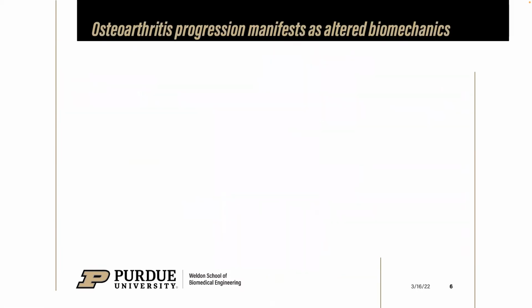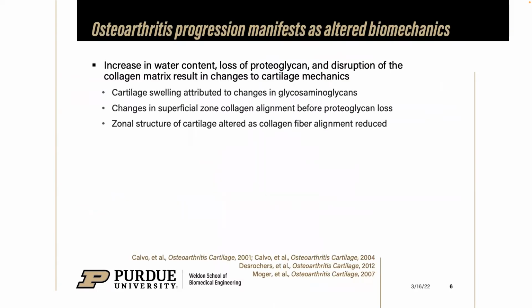And so all the things that I talked about also manifest as altered biomechanics, right? If we have this increase in water content, which was that first phase, or the loss of proteoglycan and disruption of the collagen matrix, these are all going to change the way that the cartilage responds to a particular load, right? Obviously, I'm not going to go through all these bullet points, but as biomechanists, we know that changes to the extracellular matrix are going to change the overall material properties of that tissue, right? At the cartilage level, we know that these things change, and it's similar in other tissues as well.